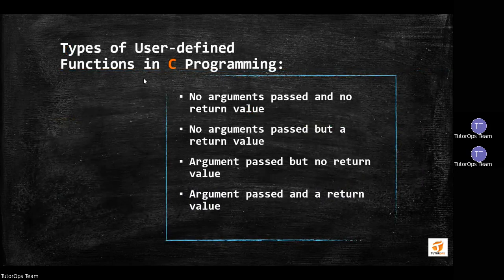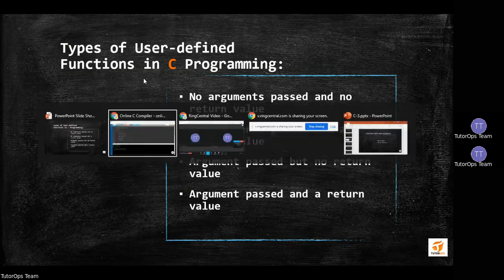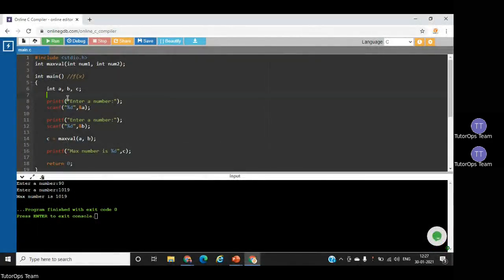Types of user defined function in C programming: one is no argument passed and no return value. No argument passed and no return value. Let's see one example of that one.